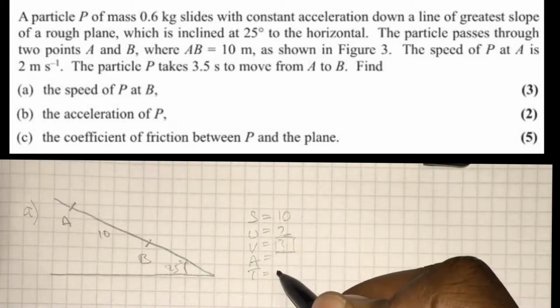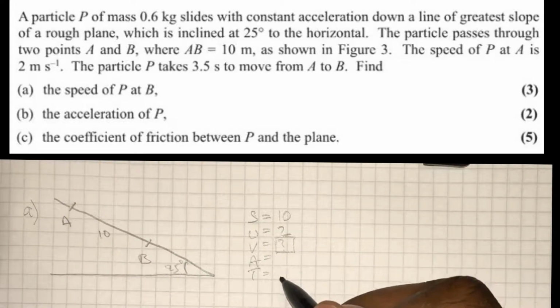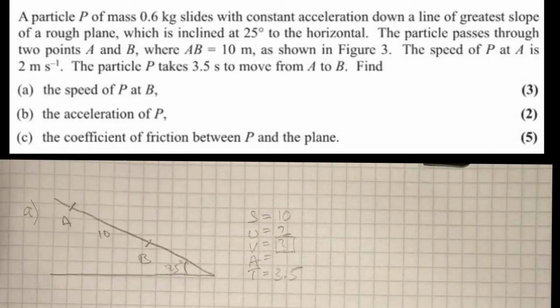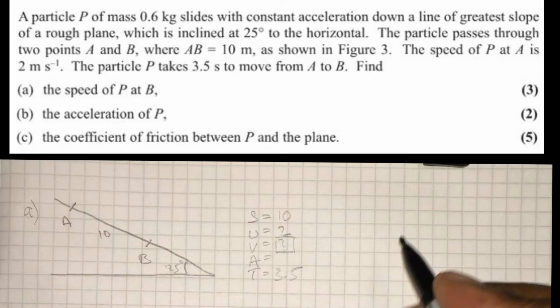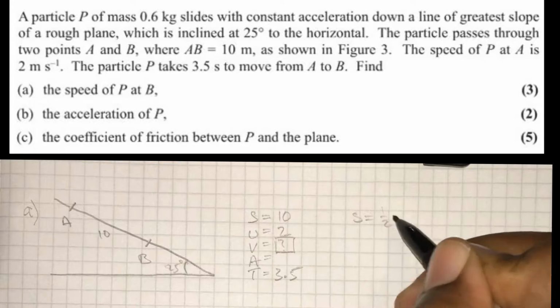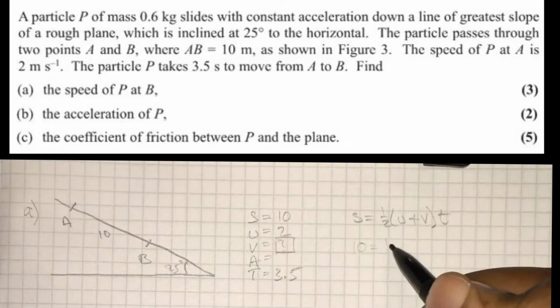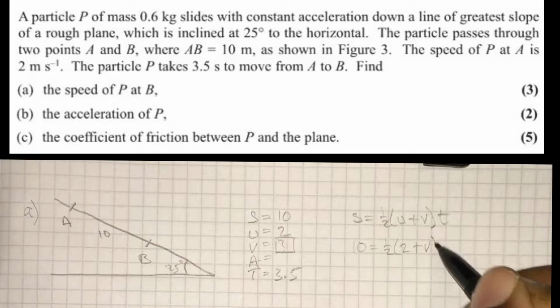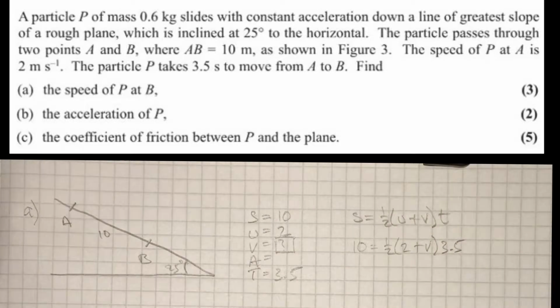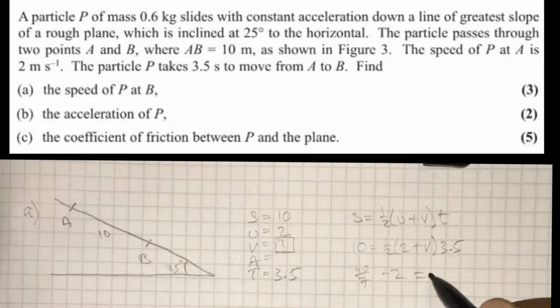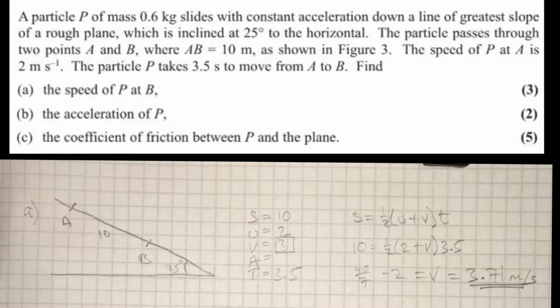The initial velocity was 2. We don't know the final velocity, but we're looking for it. And we don't know or need the acceleration right now. And the time taken is 3.5 seconds. So just plugging those into an appropriate formula, rearranging to make v the subject, we get a final velocity of 3.71 meters per second.